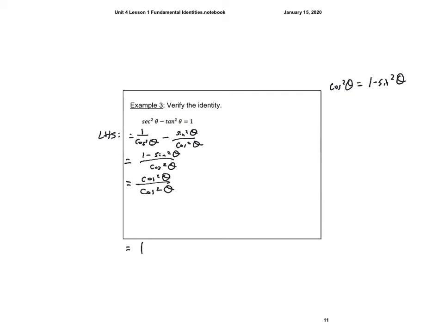And what's cosine squared divided by cosine squared? It's simply 1. And that equals the right-hand side. So you'll see that in my answer key that I'm constantly saying it's equal to the right-hand side. So I put that on there for you.